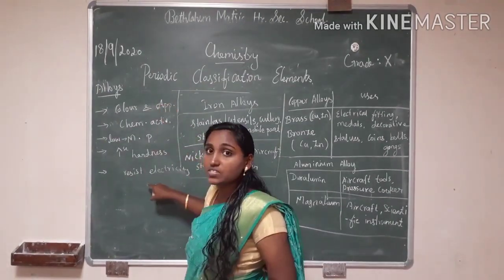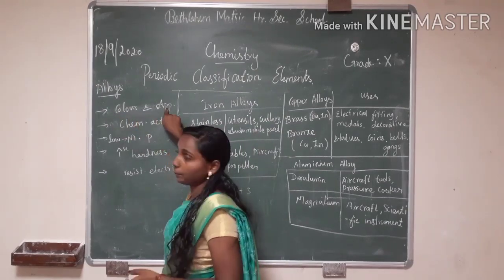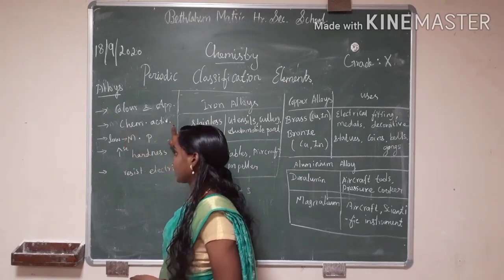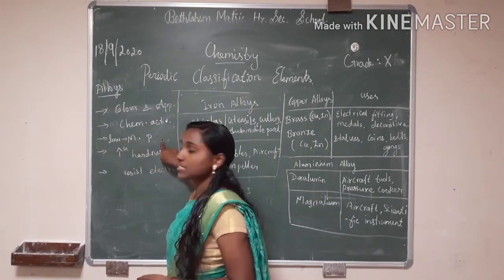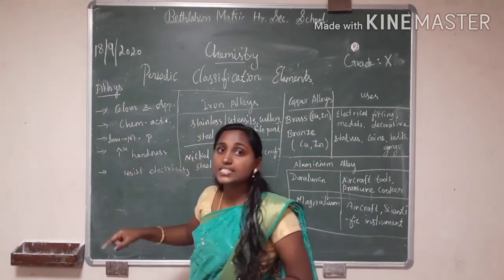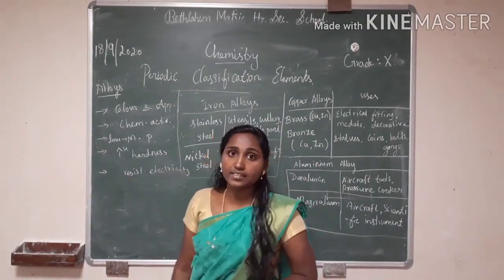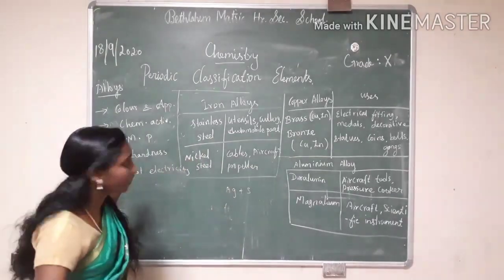So 5 reasons we studied. What is the first reason? To modify the color and appearance. Then second reason, to modify the chemical activity. Then third reason, to lower the melting point. Fourth reason, to increase hardness and tensile strength. Then last reason, to resist the electricity. Then next we are going to study methods of making alloys.